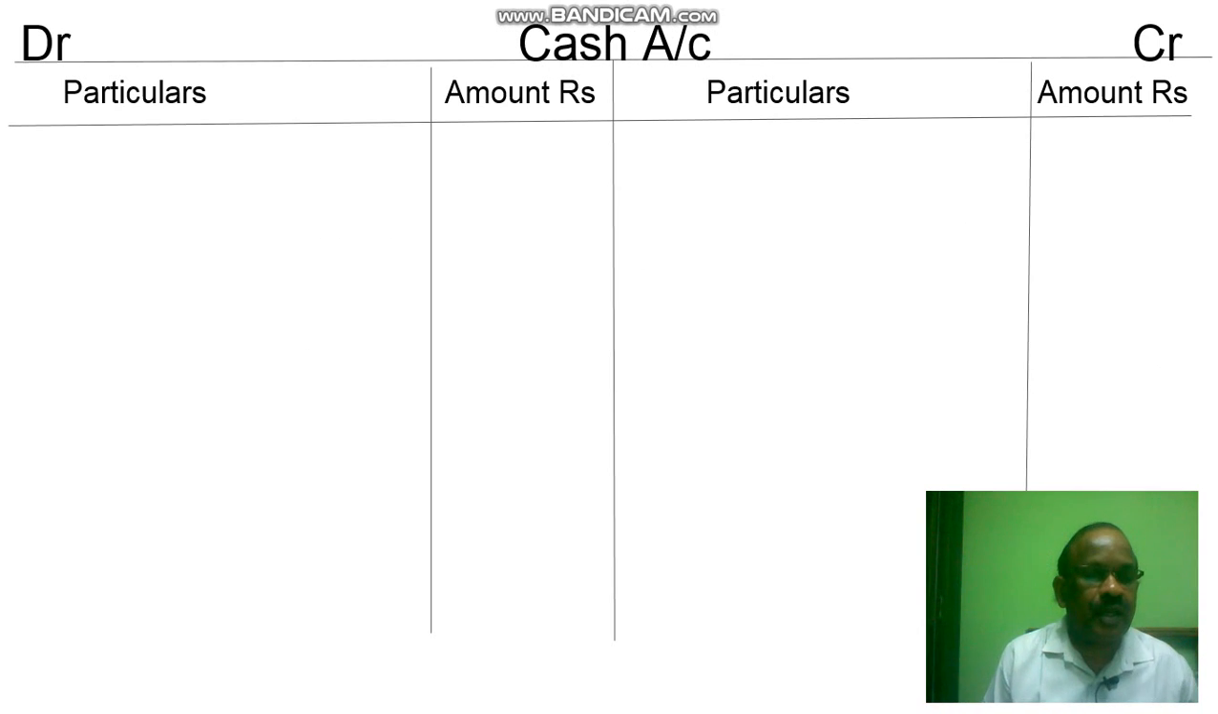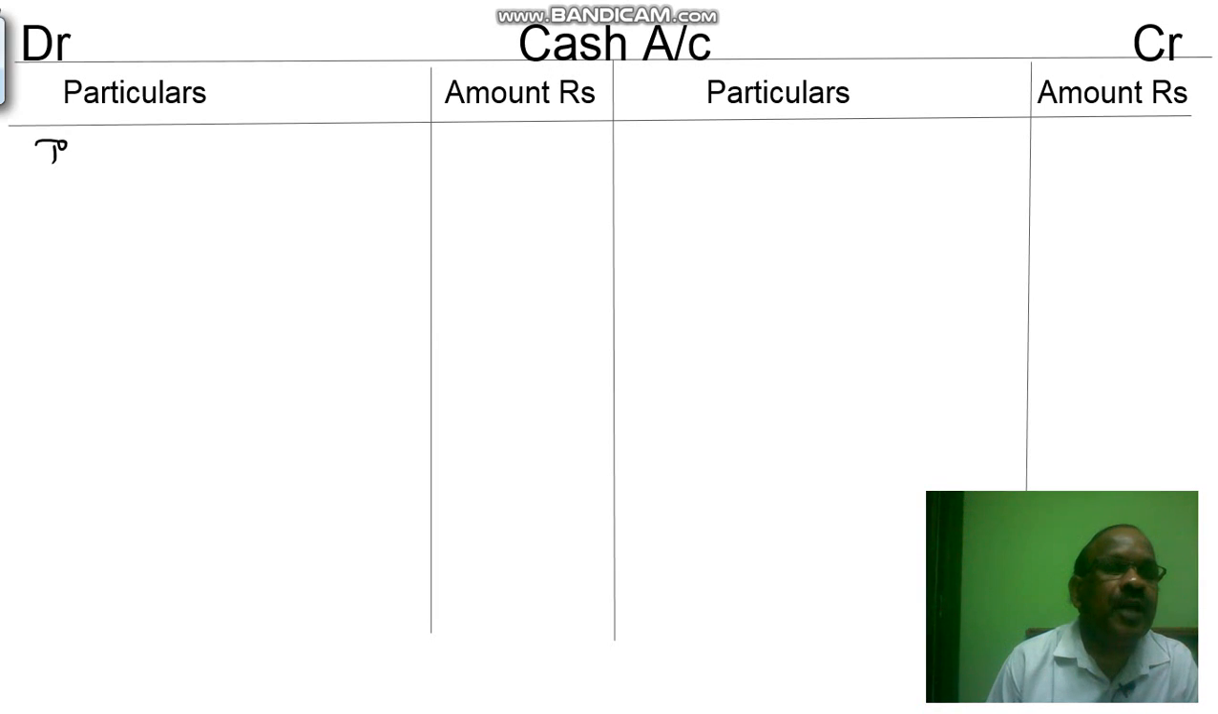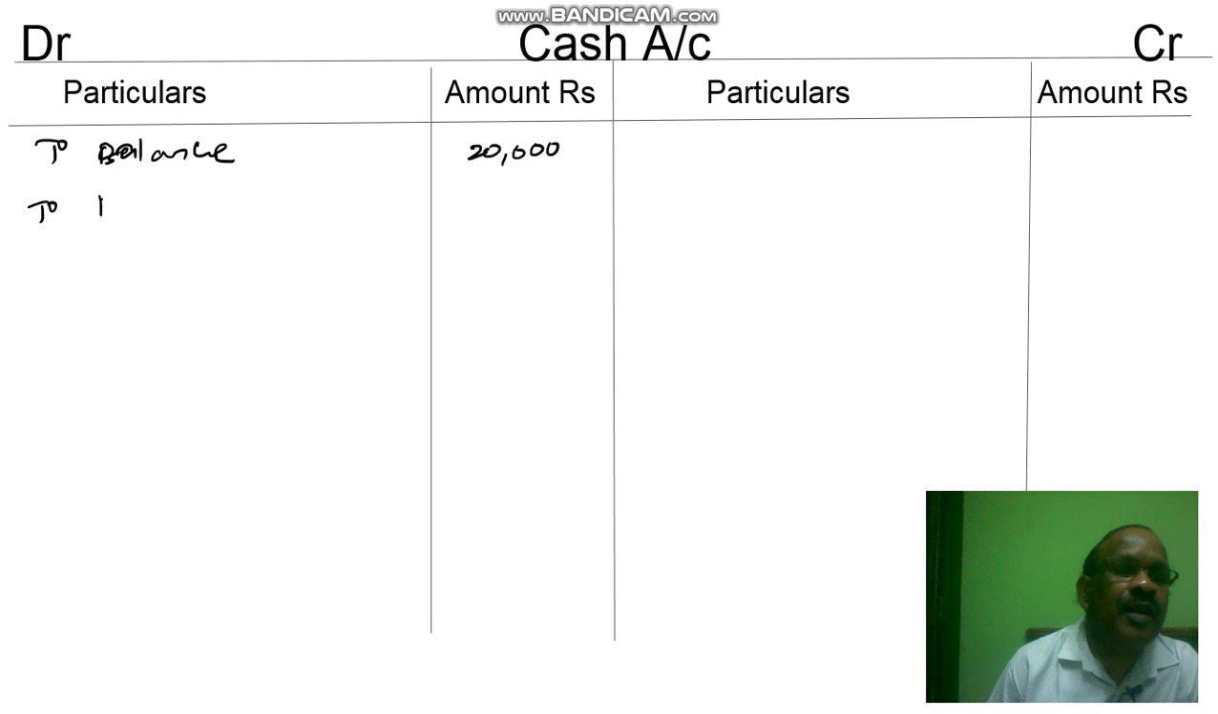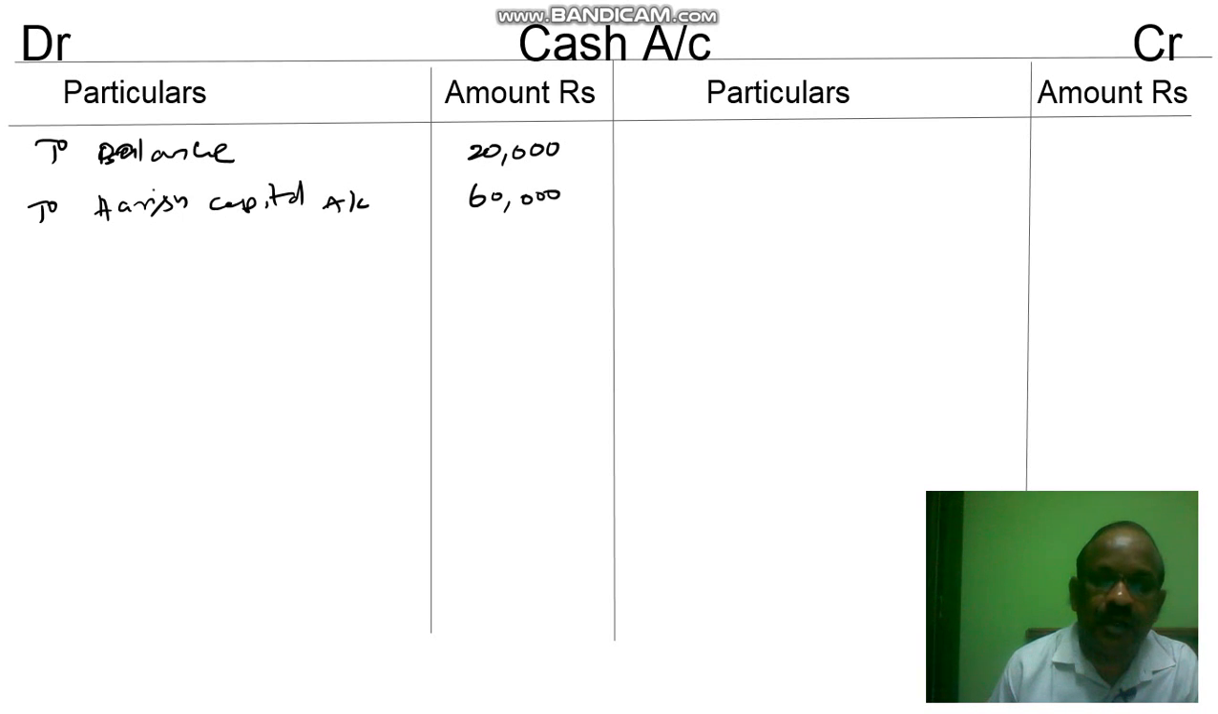So here the cash, the first is to balance. Any time an asset account shows the debit balance. Here the balance is 20,000. It is shown on the asset side of the balance sheet. Next, Harish capital account. When entering, Harish brings 60,000 capital. So that's why we are entering it here.